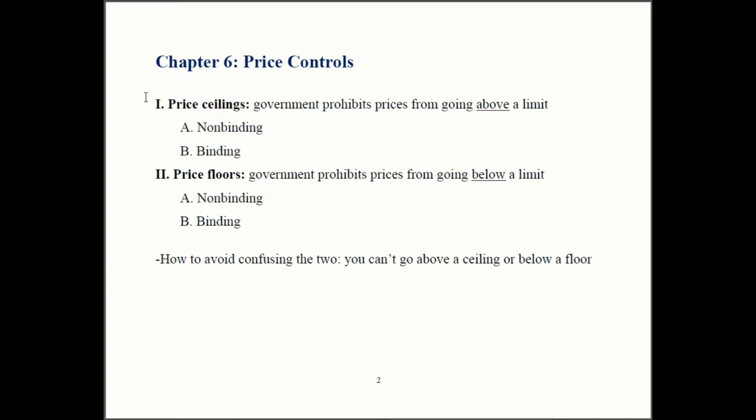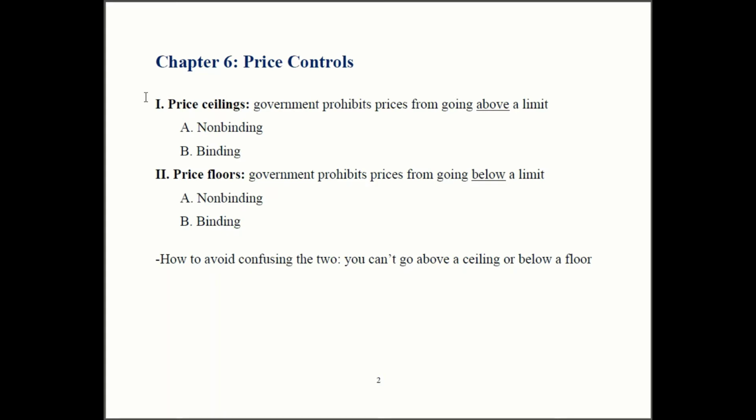So some students get confused about which one's the maximum and which one is the minimum. Here is a simple mnemonic to help you keep them straight. You can't go above a ceiling and you can't go below a floor. That means that the price ceiling is saying the price can't go above this limit. Because you can't go below a floor, that means the price can't go below the price floor. The price floor is a minimum price.